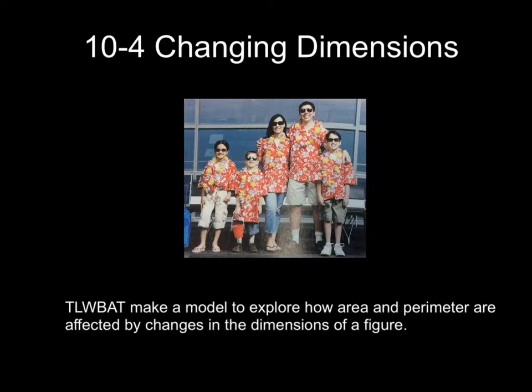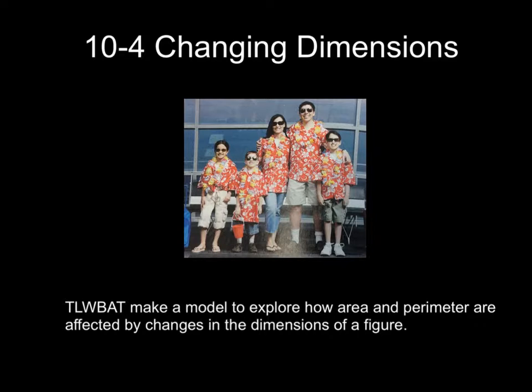The title of this video is called Changing Dimensions. Our goal is that you would be able to make a model to explore how area and perimeter are affected by changes in the dimensions of a figure. So basically we're going to look at if I make a rectangle twice as large, does the area get multiplied by 2 and the perimeter get multiplied by 2? Or how is that going to change?